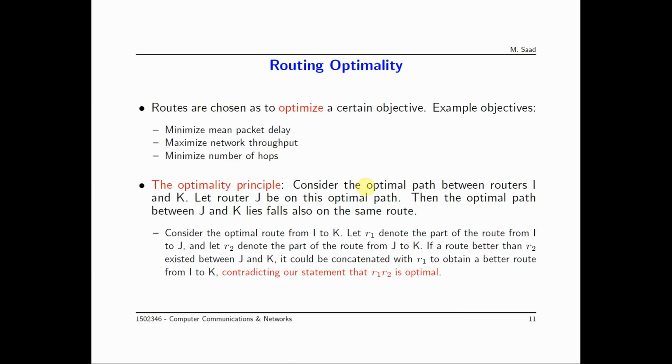Now, we need to define the meaning of routing optimality. What is the notion or the meaning of routing optimality? When we say an optimal route or an optimal path, we say the best path. However, we need to define best in what sense? Best from which objective point of view? Is this the path that minimizes the delay? Is this the path that maximizes the network throughput? Is this the path that maximizes the amount of information per second that can be pushed into the network? Is this the path that minimizes the number of hops, like the number of links that constitute this path?